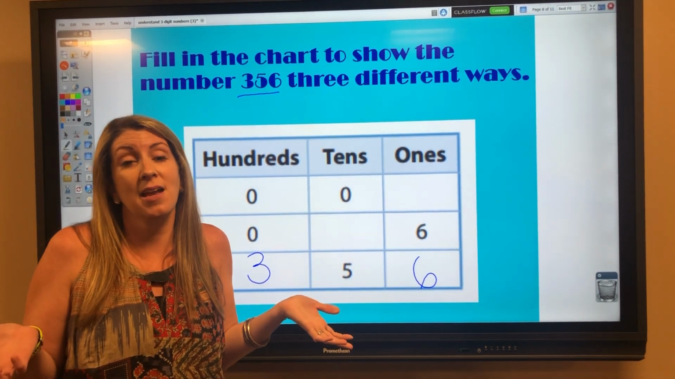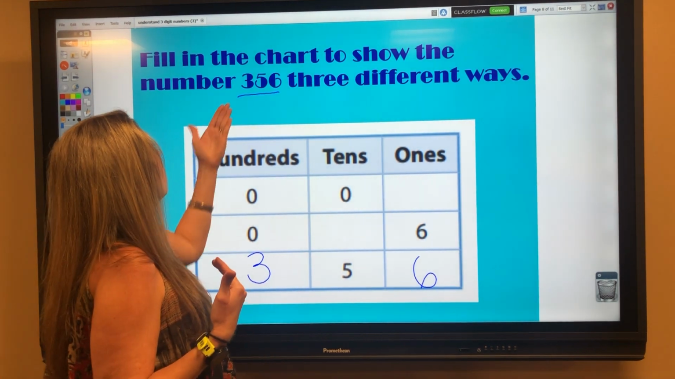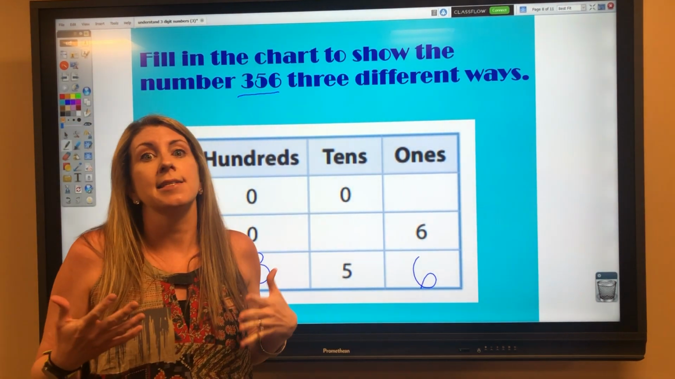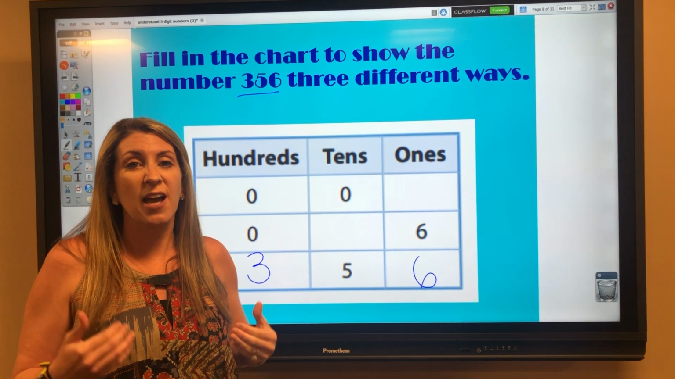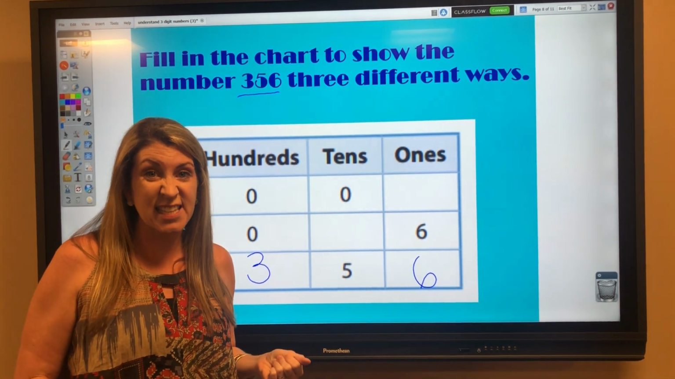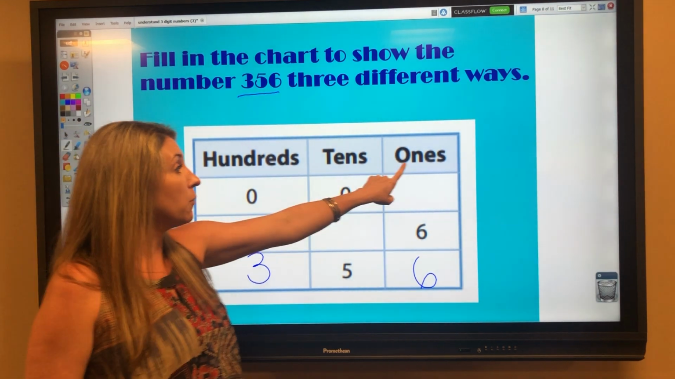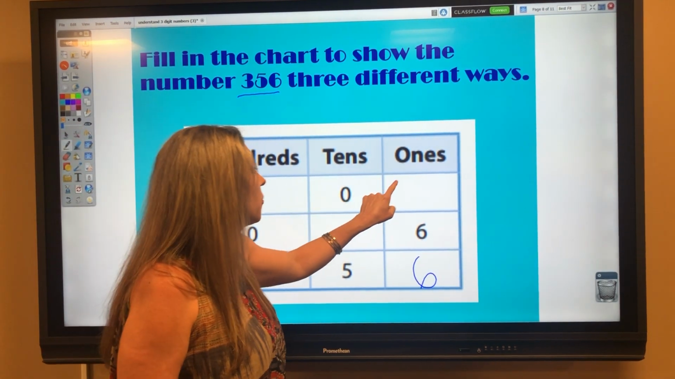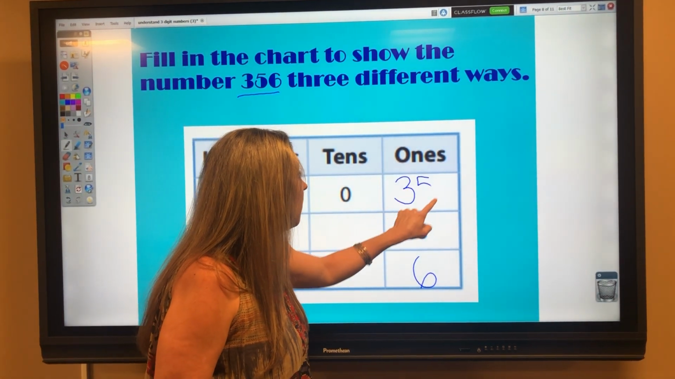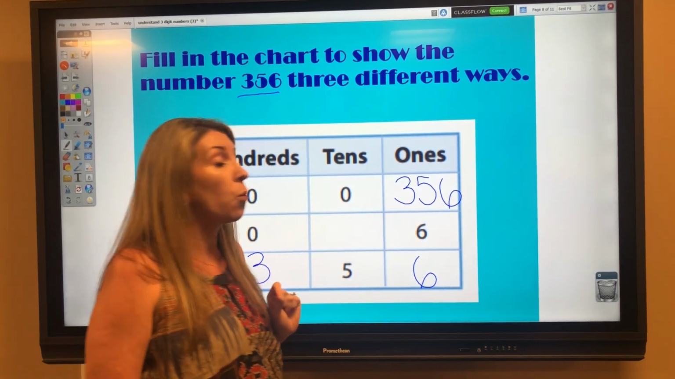Think about it like money. If you had 356 in dollar bills, you would have to have 356 $1 bills. So that's what it would be in ones. It would be 356 ones.